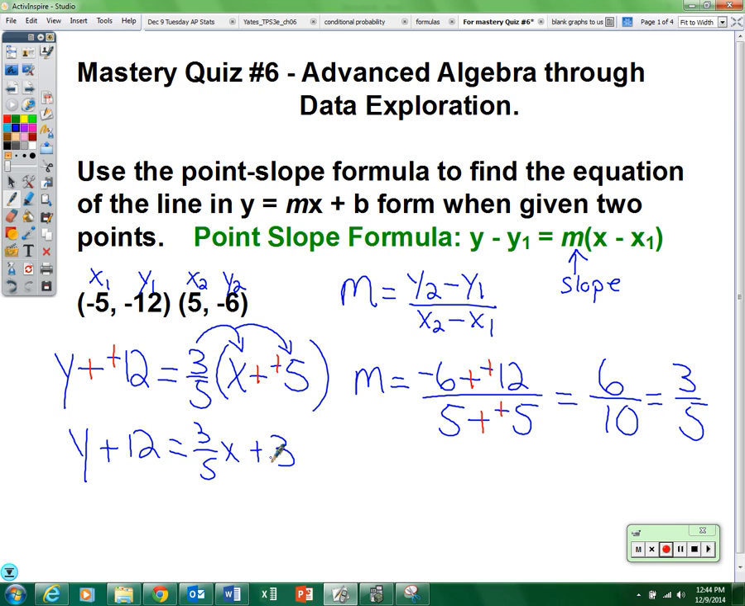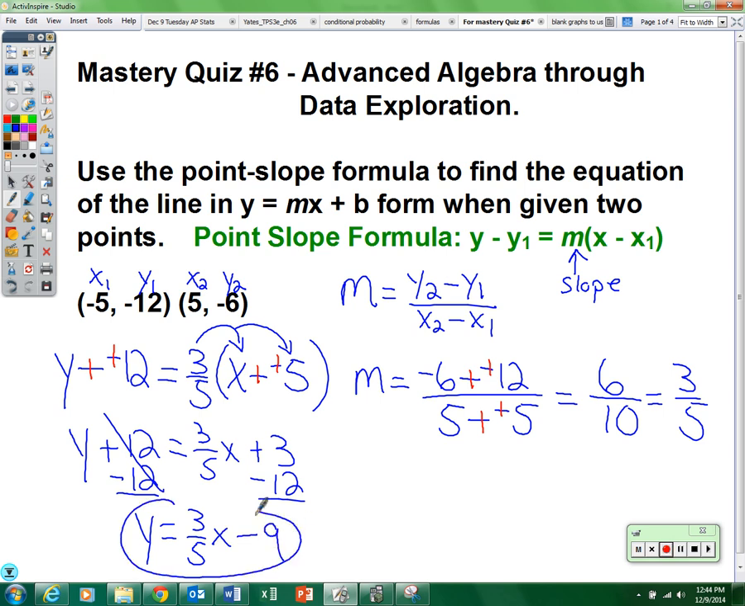One step left, subtract 12 from both sides because we want to get y by itself. So y equals 3/5 x, and 3 minus 12 becomes minus 9. So y equals 3/5 x minus 9. Now, don't forget, you could check this answer on your calculator.